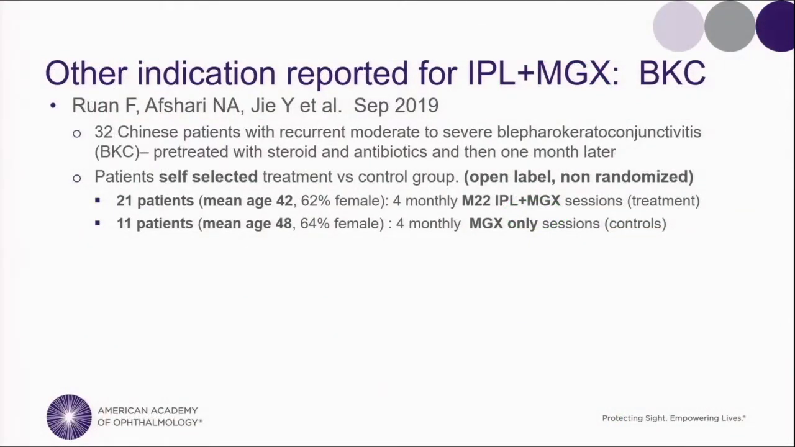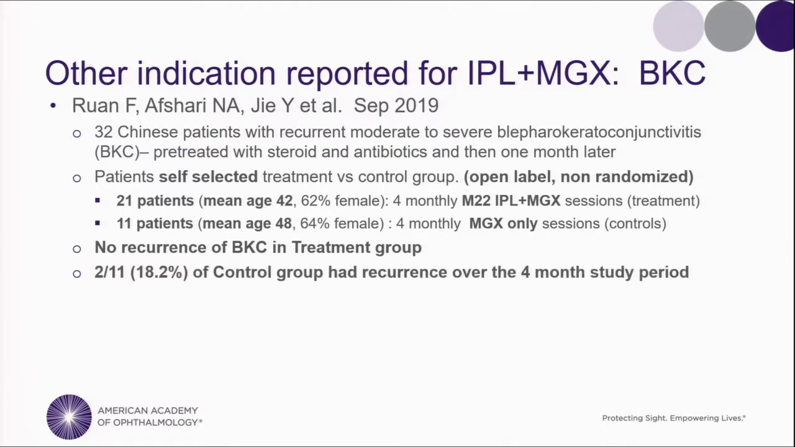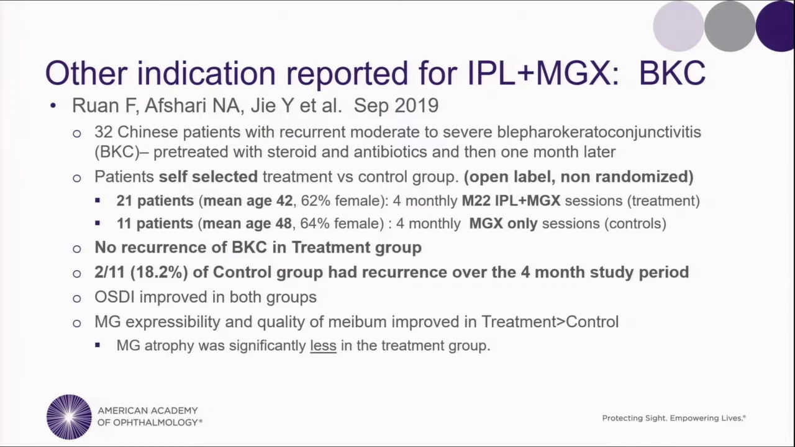One other interesting article I found on blepharitic keratoconjunctivitis, BKC, was in a group of Chinese patients with recurrent moderate to severe blepharitic keratoconjunctivitis that can be seen with MGD. They were treated with steroids and antibiotics, and then 1 month later, the patients self-selected into a treatment versus control group, either IPL with meibomian gland expression or meibomian gland expression only. There was actually no recurrence of BKC in the treatment group. However, 18% of the control group had recurrence over the 4-month treatment trial. The OSDI improved in both groups, and the meibomian gland expressibility and quality of meibum improved more so in the treatment group. However, the self-selected treatment group had less meibomian gland atrophy when reviewed.